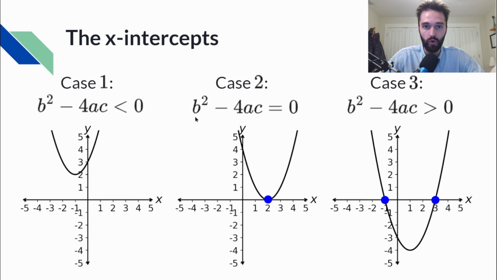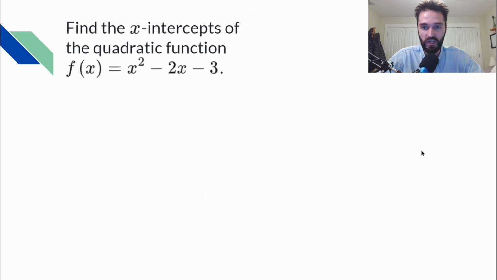And with case 2, if the discriminant is 0, then the curve just comes down here and kisses the x-axis somewhere, right? It just touches it in one place, all right? So that's what that looks like. And if the discriminant is positive, that means that the curve crosses the x-axis in 2 distinct locations, okay? Case 3 is probably the case you're going to see most often, all right?